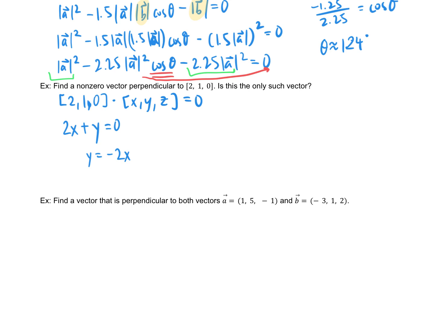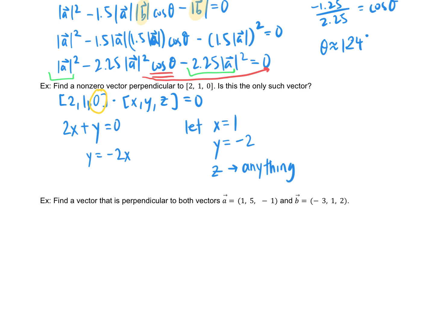For example, I'm going to say let x equal 1. If I do that, y is going to equal negative 2 times 1. And z can be anything. And the reason it can be anything is because the minute I multiply it by 0 in that original vector that we were given, I'm always going to get 0. So it's not going to make a difference.